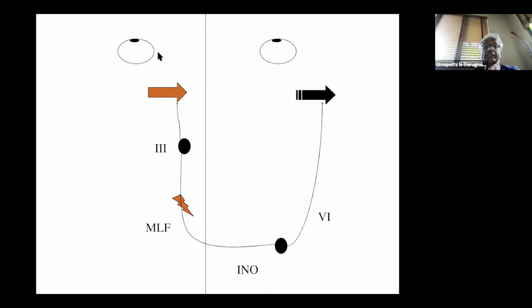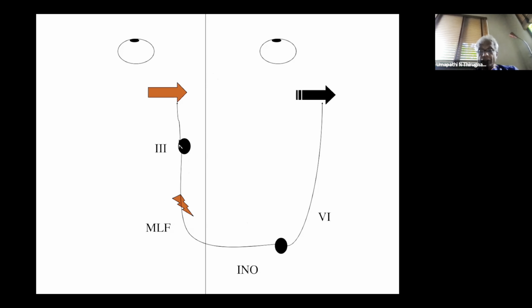So you realize that this patient's problem now could be a muscle problem, a localized, restrictive muscle problem like thyroid disease, it could be a neuromuscular junction problem, it could be a third cranial nerve problem, or it could be a problem in the communication between the sixth and the third cranial nerve. Okay, so these are the various causes that you have to think about.